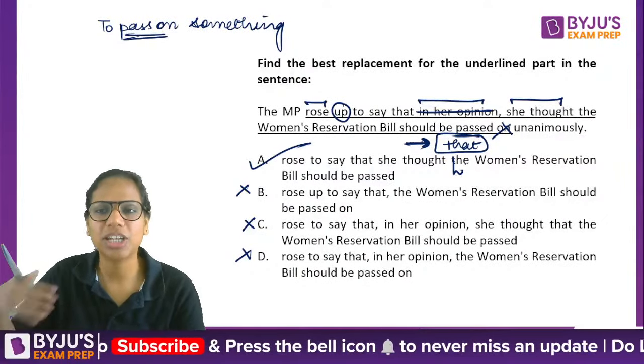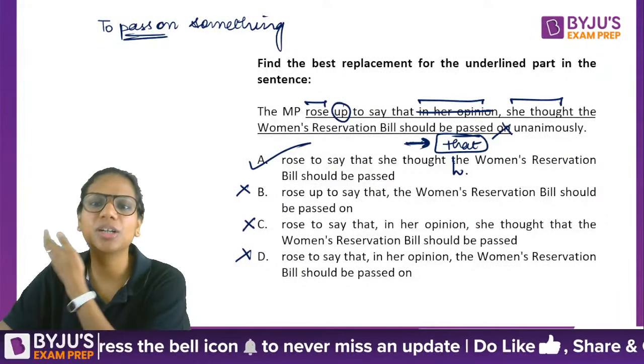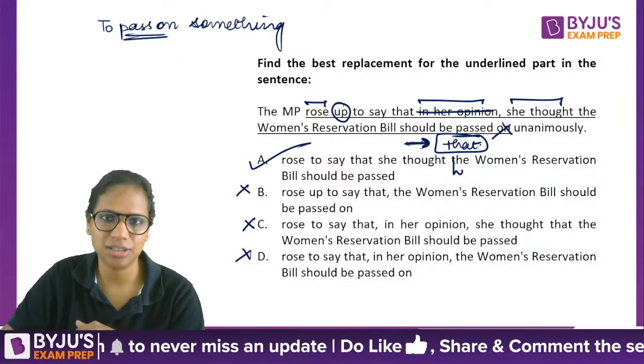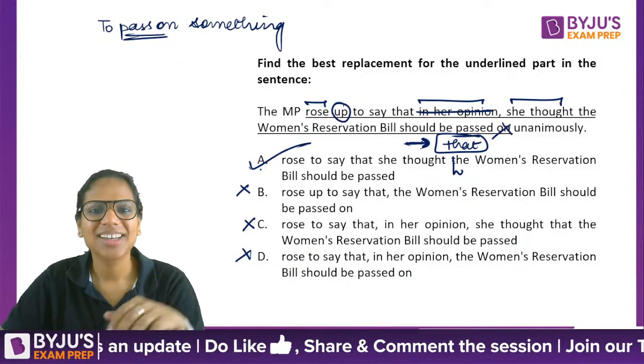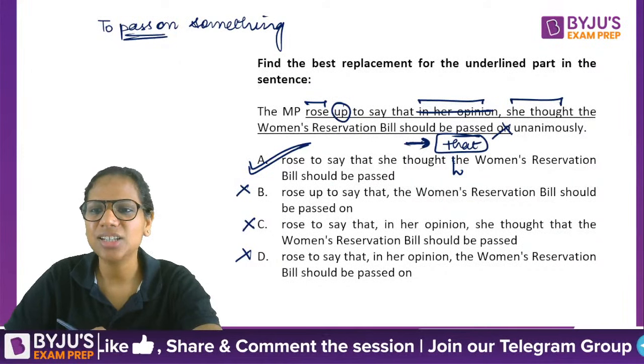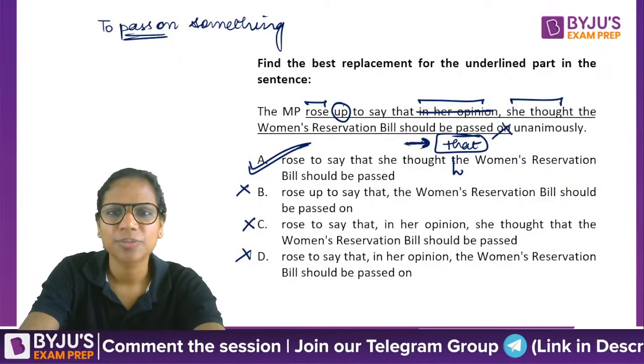She thought what? When I'm explaining that, we simply start with the explanation rather than putting the "that" here. Okay. So A is the answer here. Good. Those who said A.